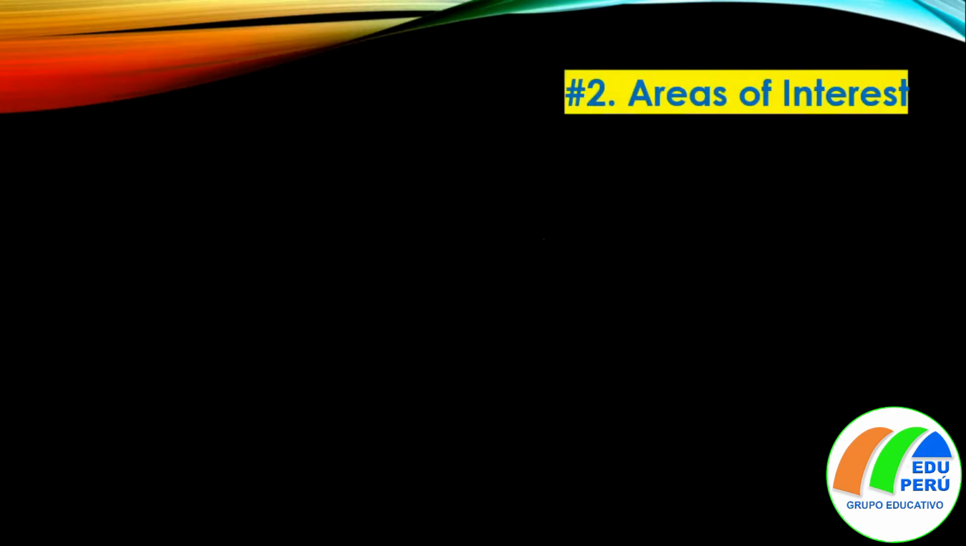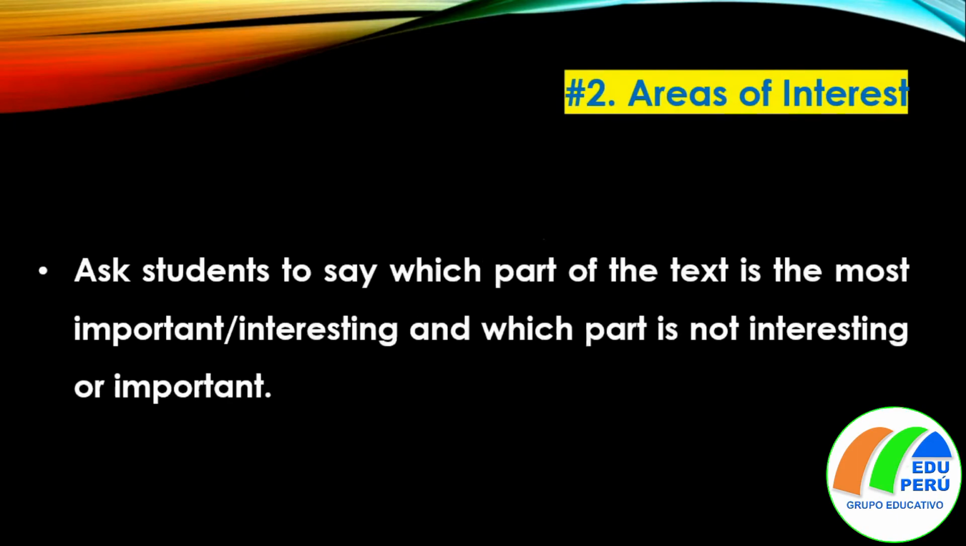Another activity is areas of interest. Ask students to say which part of the text is the most important or interesting and which part is not interesting or important. Okay? So they are going to speak. All right? They are going to speak. Which part of the text do they think was important or the most interesting and which part was not? So they are going to speak.